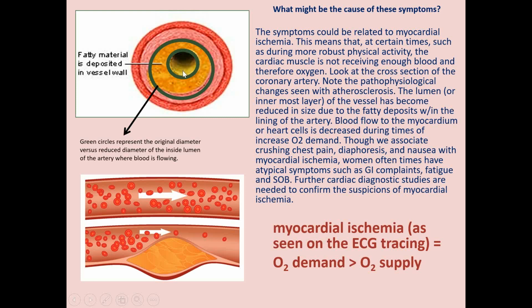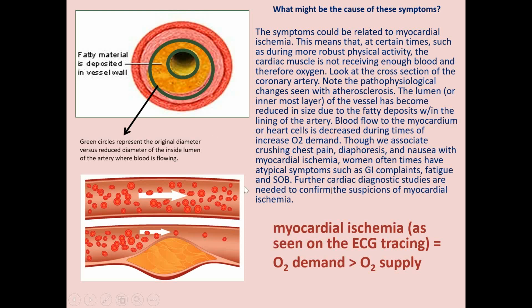So you should always think about ischemia as an O2 demand and supply problem, whereas the demand, meaning the need of oxygen of the myocardium or the heart muscle, is far greater than that artery is able to supply. And that's really the crux of coronary artery disease, a problem with O2 demand and supply.